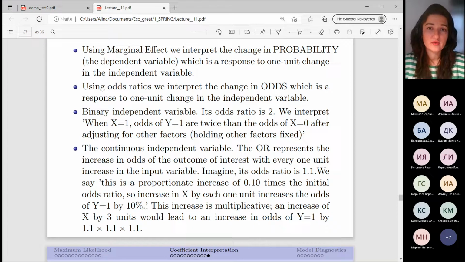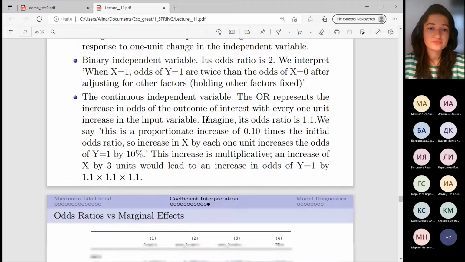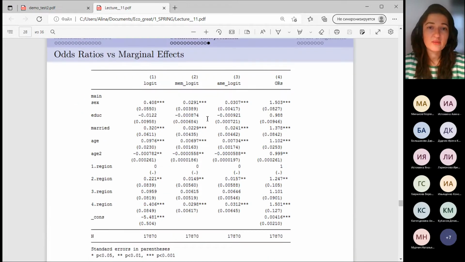And that's all. Okay. You will have more practice during the seminars. So if you have any questions about the interpretation, please ask your teachers or write me a letter. So now let's compare the results.